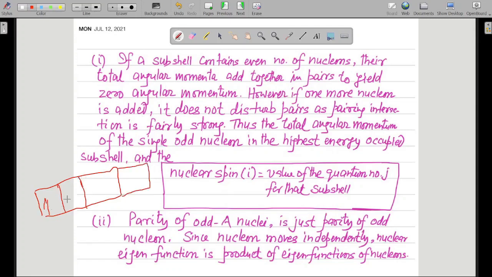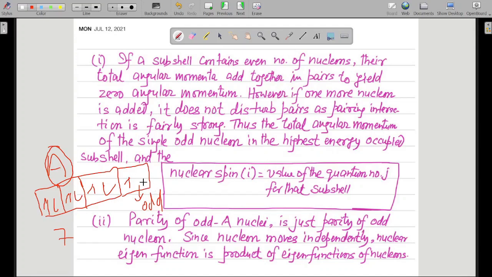So 1 nucleon, 2 nucleon, 3 nucleon, 4 nucleon, 5th nucleon, 6th nucleon, and 7th nucleon. So this is the odd nucleon, which is unpaired. And the atomic mass number A for this will be odd. Why will the atomic mass number A be odd? Because the total number of nucleons is 7. So you can see this. So the parity of odd A nuclei is just the parity of the odd nucleon.